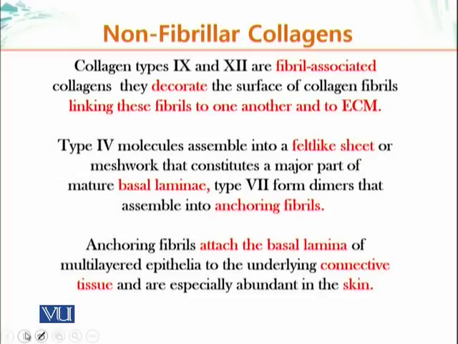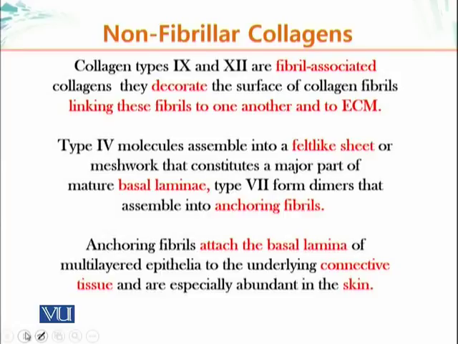extracellular matrix. Type 4 collagen, as I mentioned earlier, assembles into felt-like sheets. It's a meshwork that constitutes a major part of the basal lamina. So this collagen, rather than making long thread or rope-like structures, makes flat structures like a piece of paper. Type 7 collagen forms dimers that assemble into anchoring filaments. They basically anchor the basal lamina to the connective tissue on which it is sitting. I'll of course show you photographs of those too.